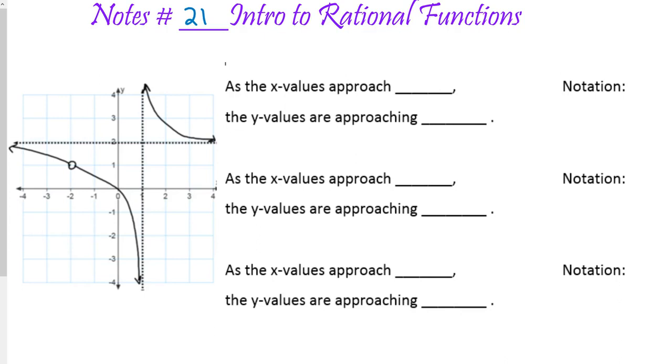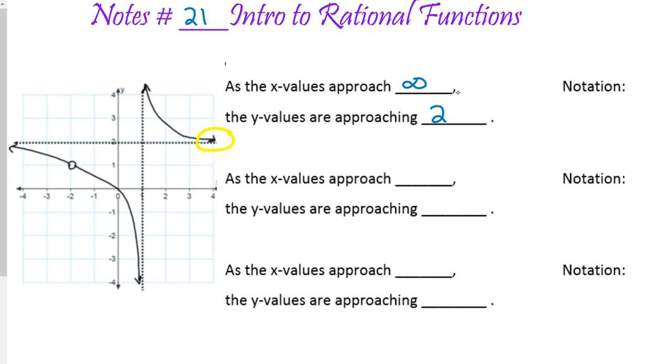Okay, as the x values approach infinity, the y values are approaching what? So let's take a look at this part of the graph right here. As x gets larger and larger, x approaches infinity, it looks like the y values are just getting closer to that dotted line that's at a height of 2. So we would say the y values are approaching 2.